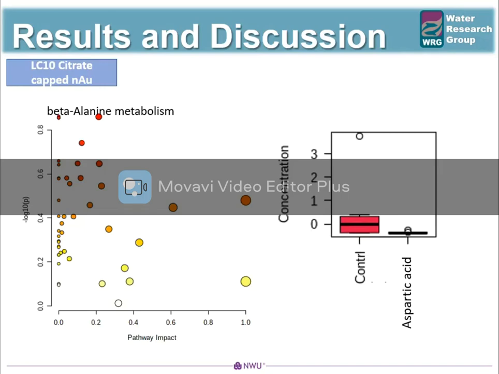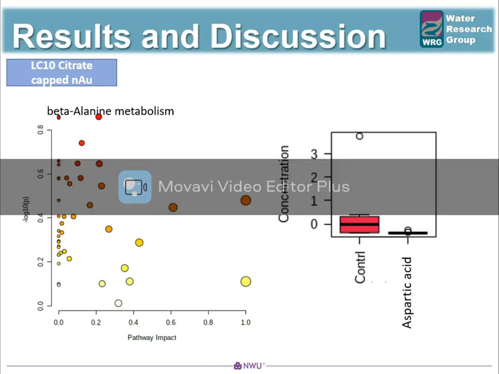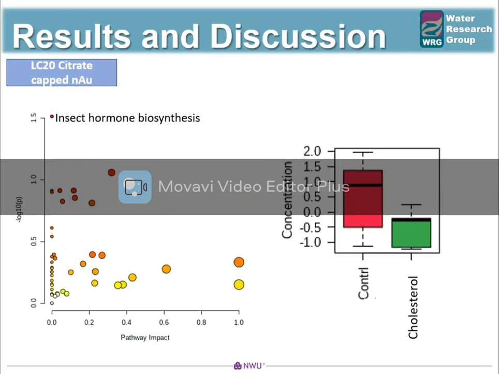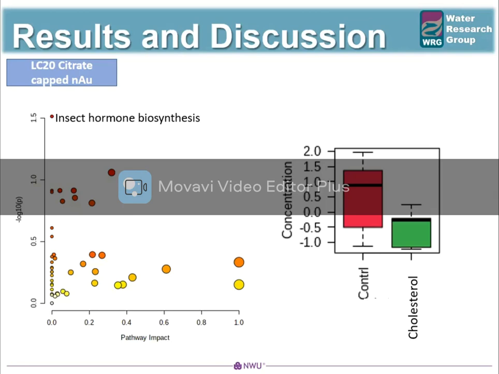During LC10, citrate capped, aspartic acid showed a significant decrease when compared to the control during this pathway analysis. Aspartic acid can cause schizophrenia. During LC20, cholesterol showed a significant decrease when compared to the control during the highlighted pathway. Cholesterol can cause cardiac disorders, for instance, heart disease.